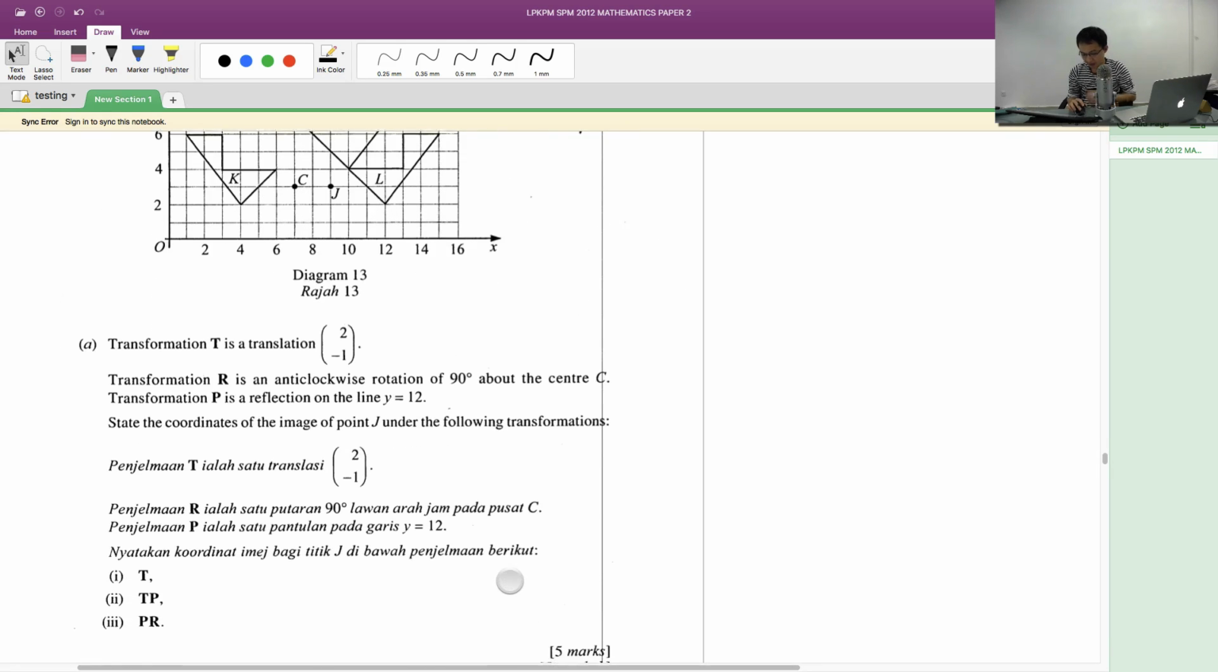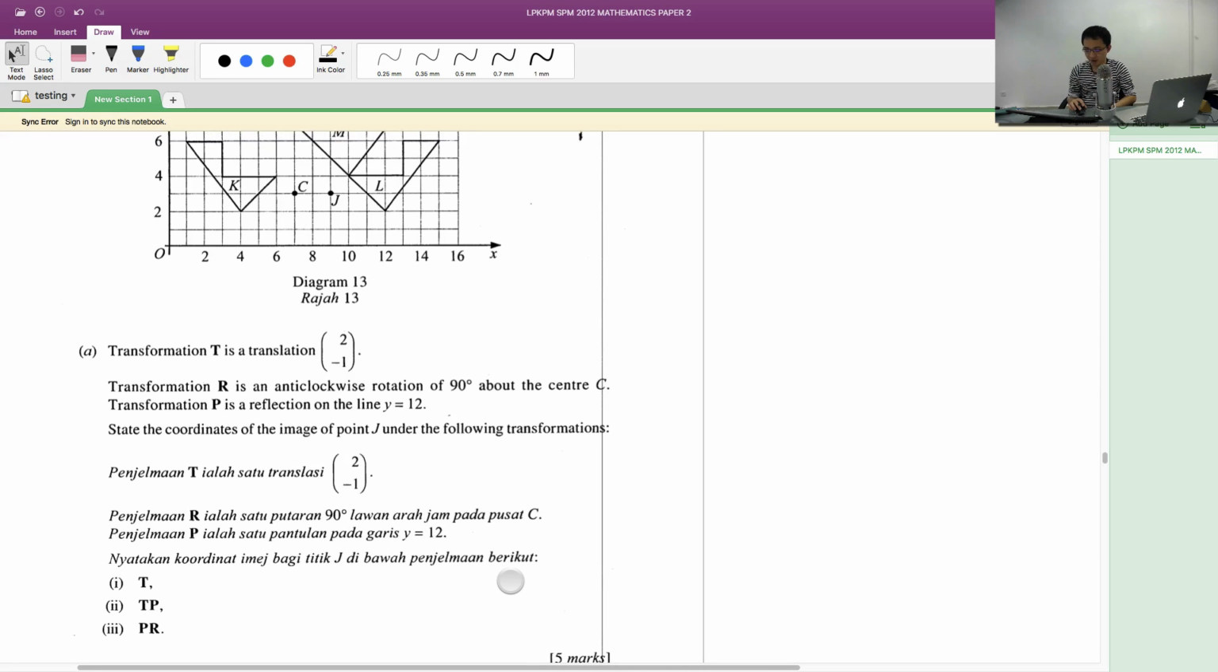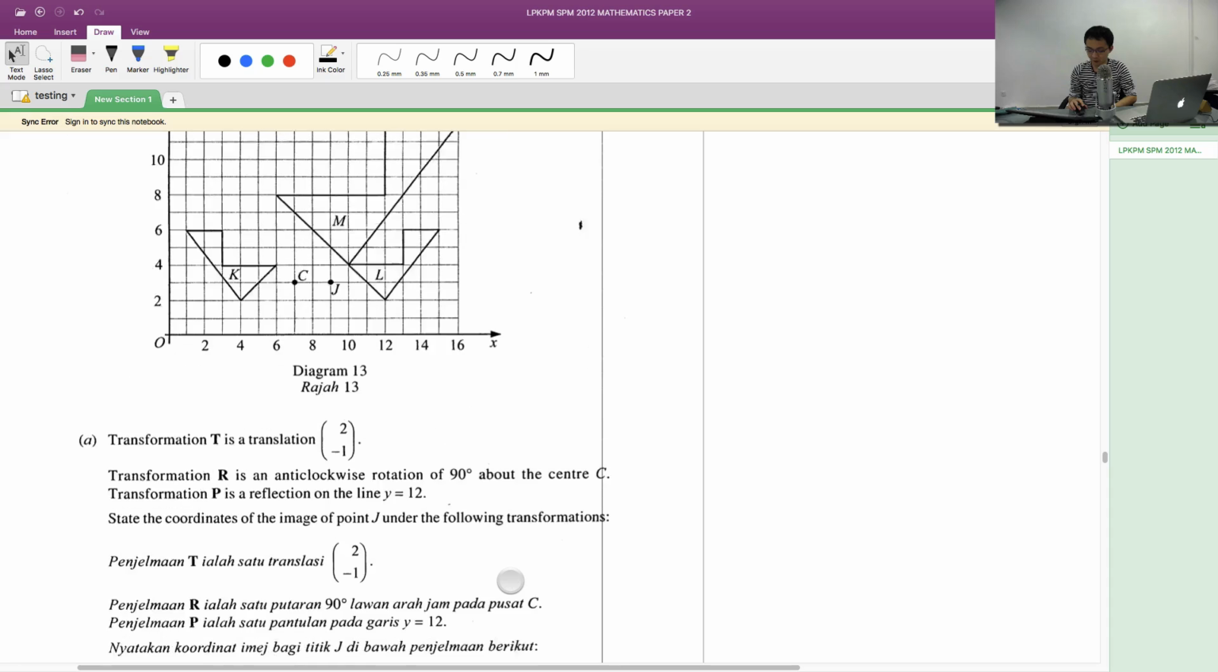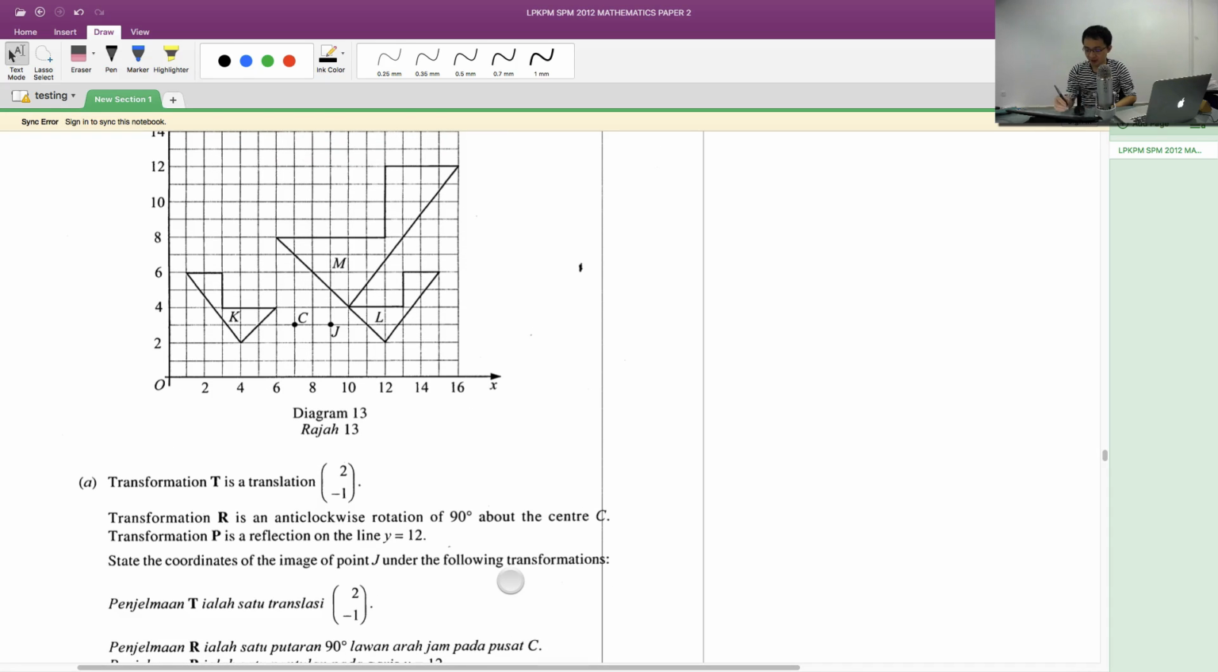State the coordinates of the image of J under the transformation. Alright, so we do the first one first. First is T, (2, -1), meaning going 2 units here and 1 unit going down, because this is for X and this one is for Y. So for the first one, it's very easy. What is this coordinate? It will be (11, 2).